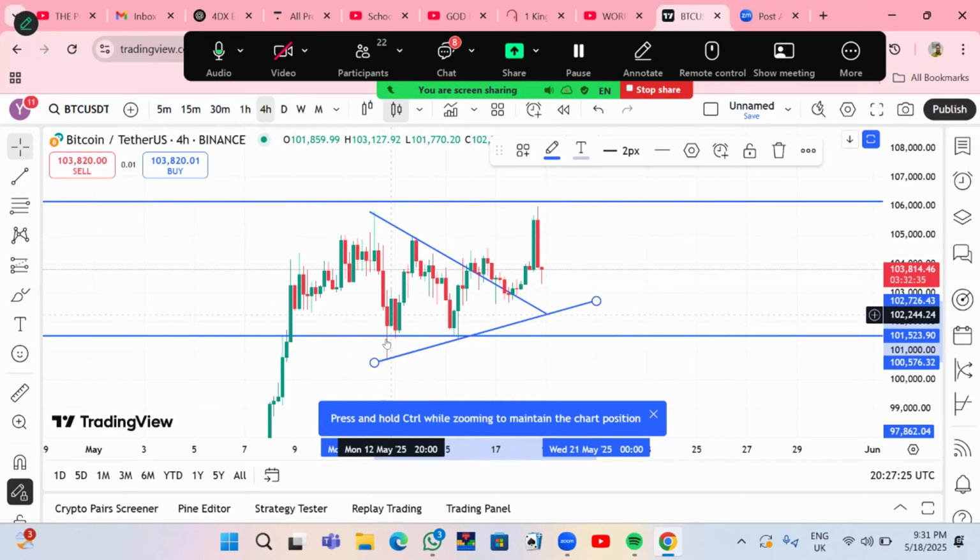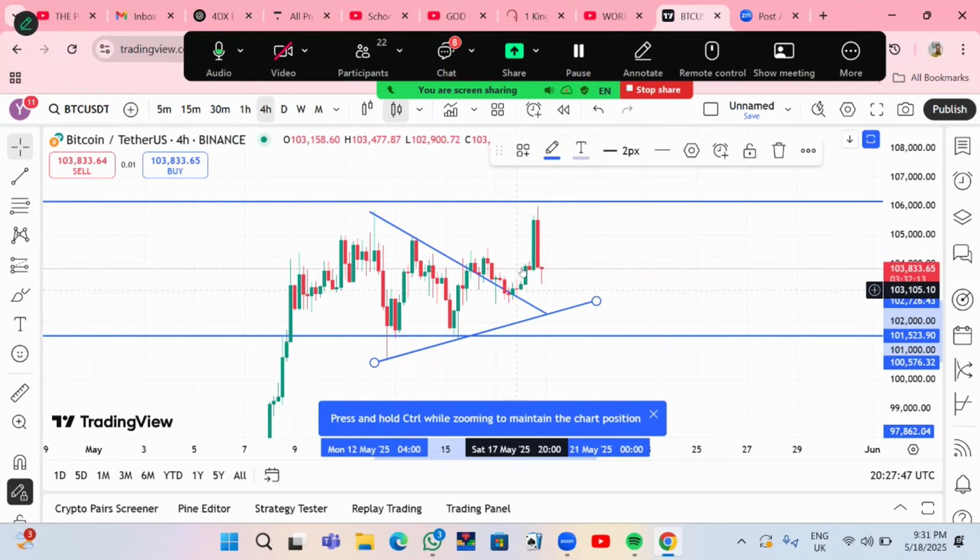Price came down from here, hit the bottom, hit the top of the triangle, hit the bottom again, broke the top of the triangle, came back to retest it, because when it broke, this green candle is the break. This red candle is the retest. Went up again, came back to retest the triangle. So price has been retesting the top of this triangle.